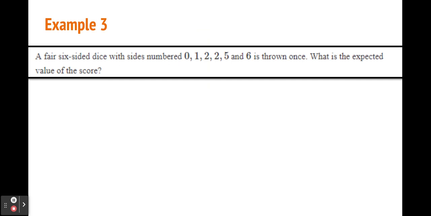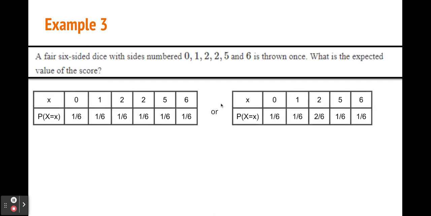Okay, next example. A fair 6-sided dice with sides numbered 1, 0, 1, 2, 2, 5, and 6 is thrown once. What is the expected value to get? So for the expected value, first let's build our probability distribution table. So we have the outcomes 1, 0, 2, 5, and 6.